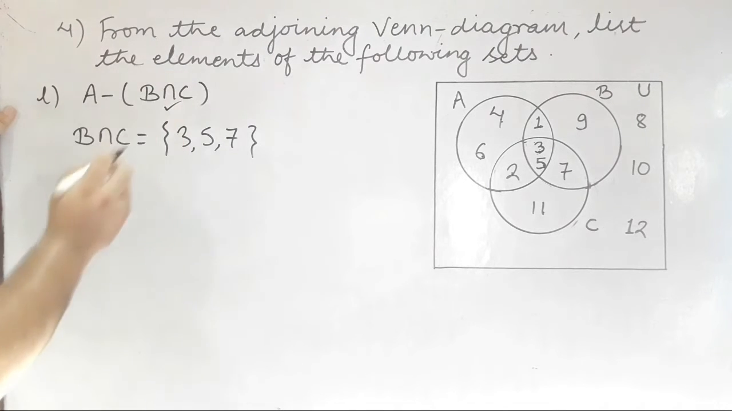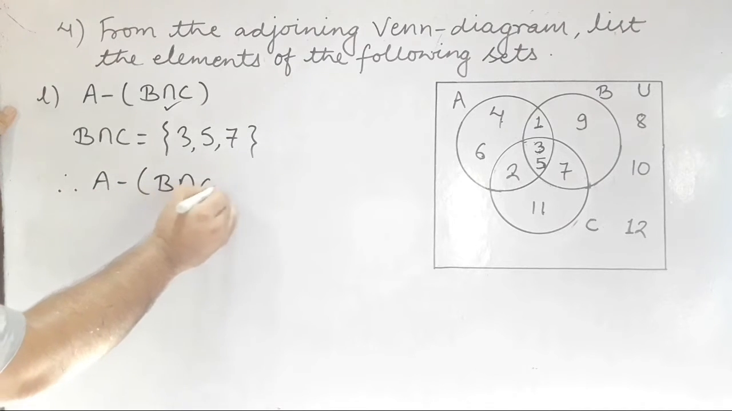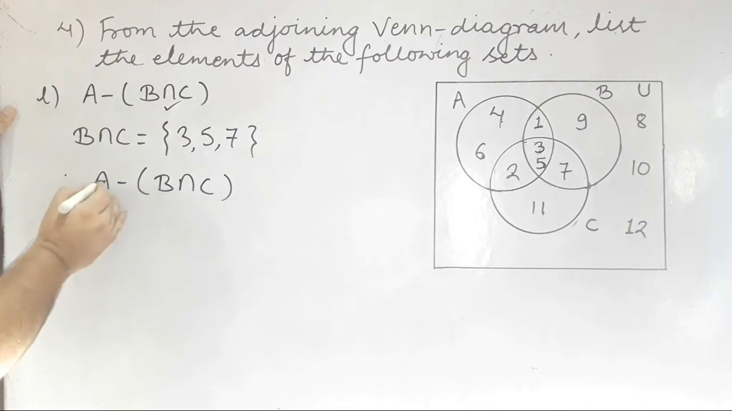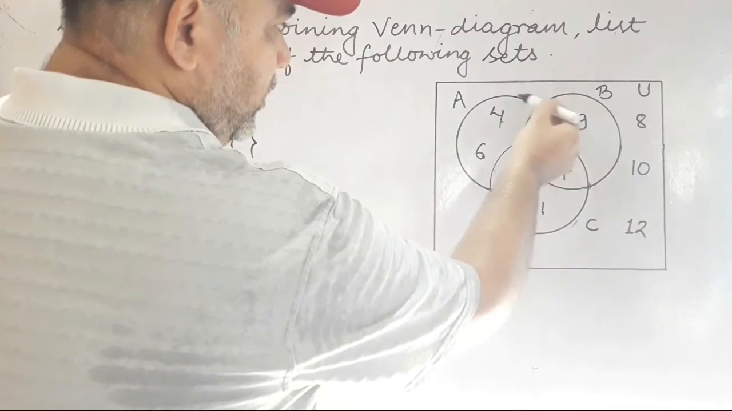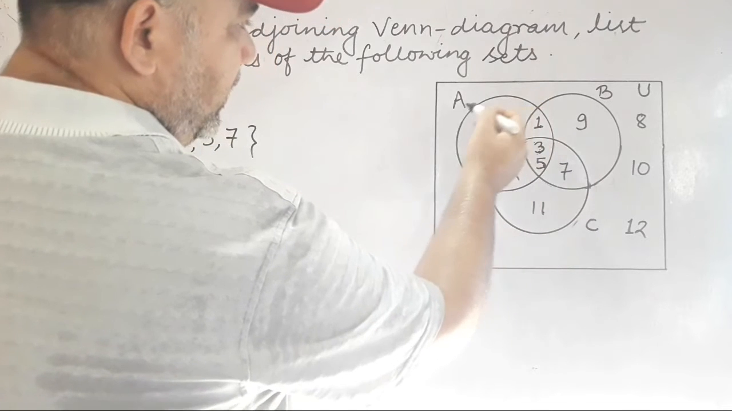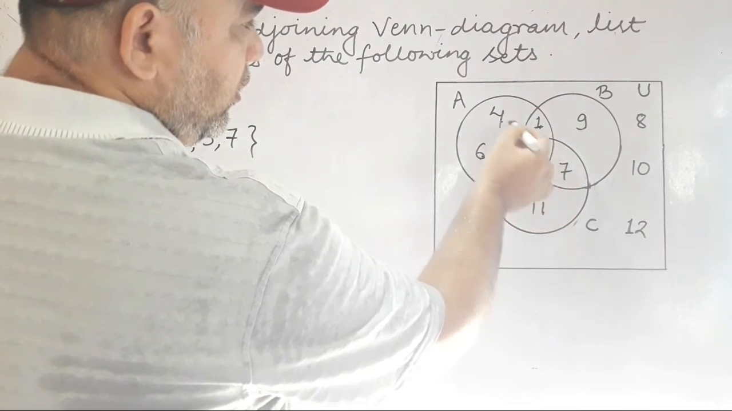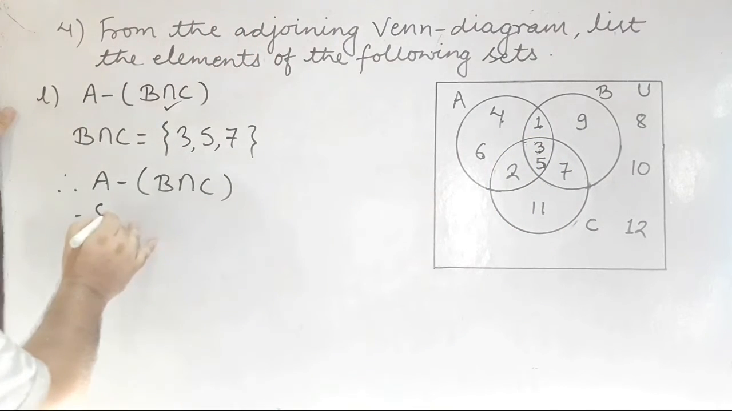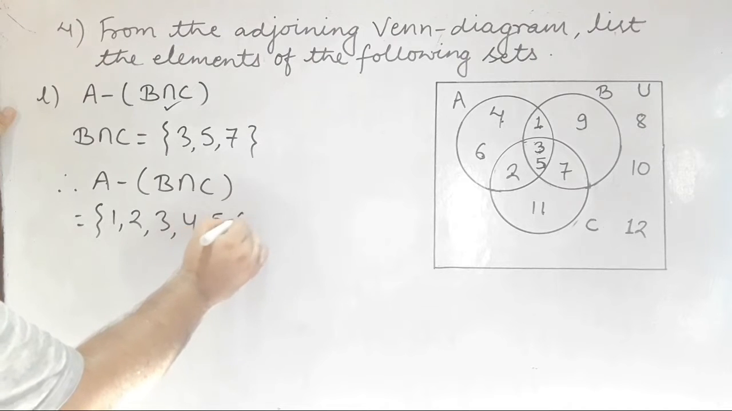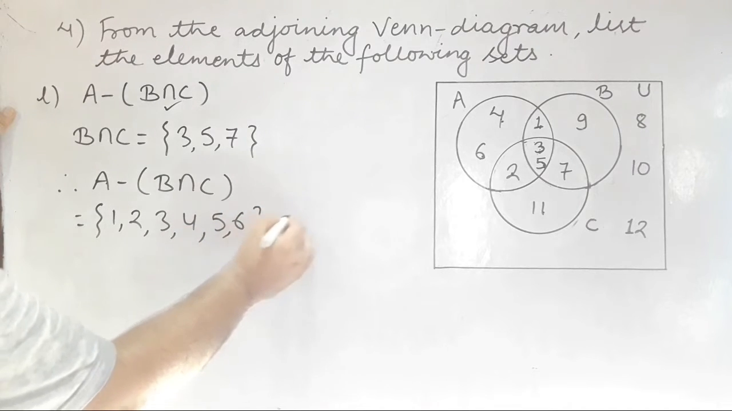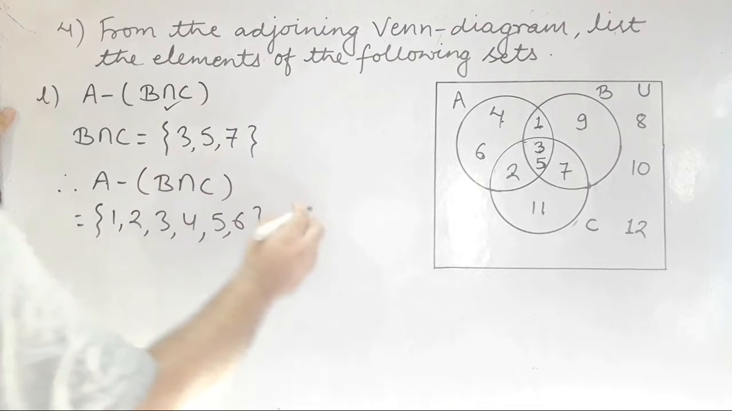Now A minus B intersection C. Therefore A minus B intersection C. The elements of A, let us see here, in this circle which represents the set A. The set A contains the elements 1, 2, 3, 4, 5, 6. Minus. The elements of B intersection C are 3, 5, 7.